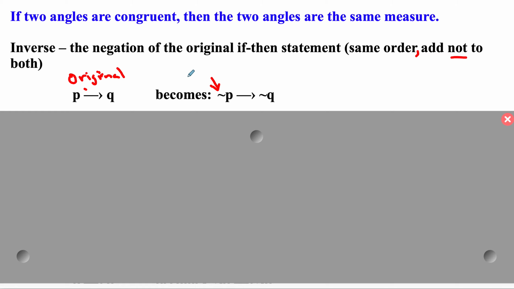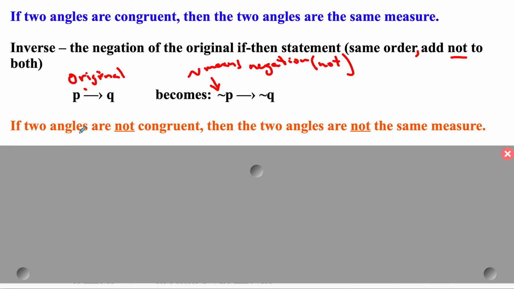By the way, if you put them both in the symbol column, it means negation. I probably should have mentioned that earlier, but mentioning it now won't hurt. So this means negation or not. So then we read that as not P implies not Q. In other words, if two angles are not congruent, as you can see we just added the not, then the two angles are not the same measure. The statements themselves have only been changed by the not, but they are still in the same order.